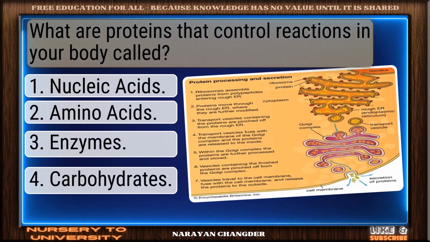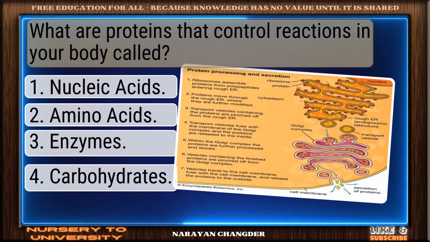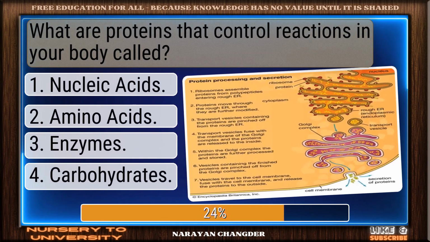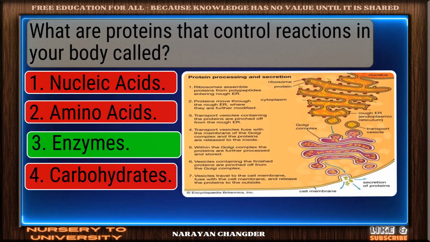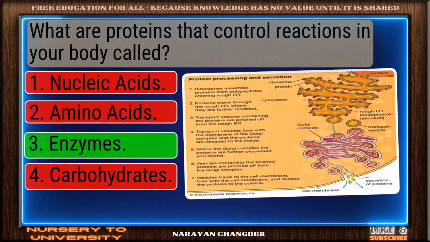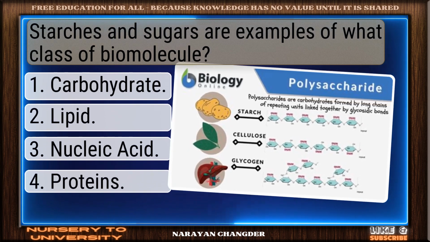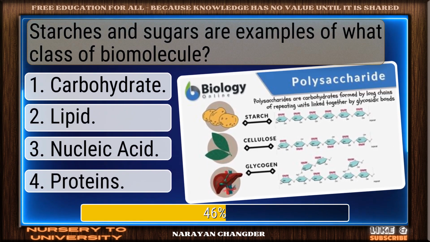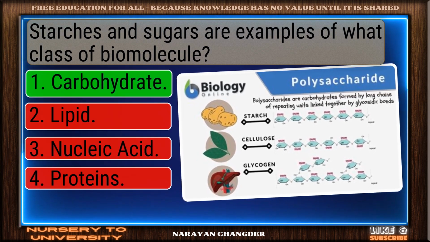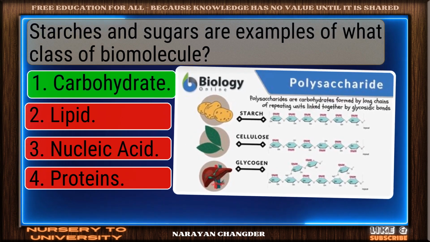What are proteins that control reactions in your body called? Correct. Enzymes is spot on. Starches and sugars are examples of what class of biomolecule? Right again. Carbohydrate is valid.